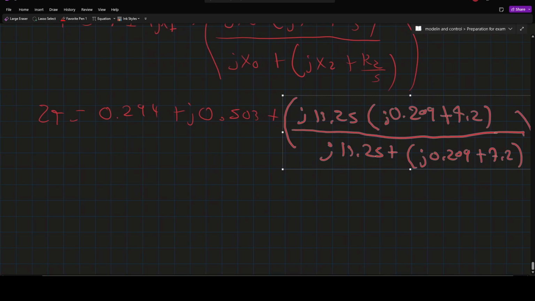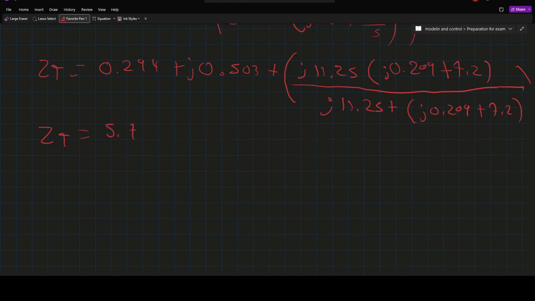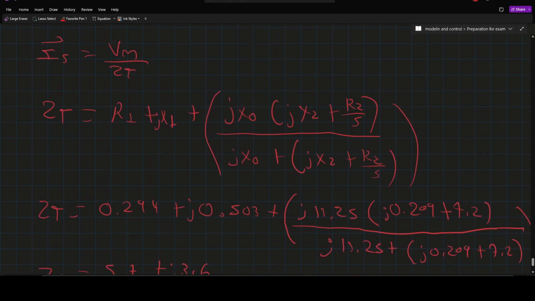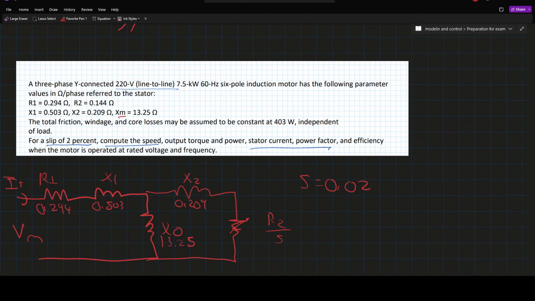Okay, so we calculate our total impedance of 5.7 in the real part plus j3.6. Okay, so now we can calculate our IS. It's going to give us 120 at an angle of 0, 127 because we know that our line to line is 220, so our phase voltage is going to be our line to line over square root 3.